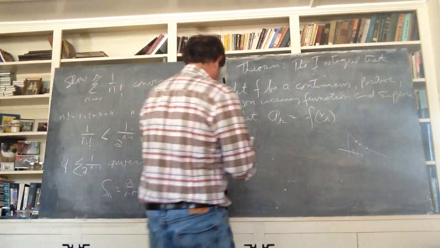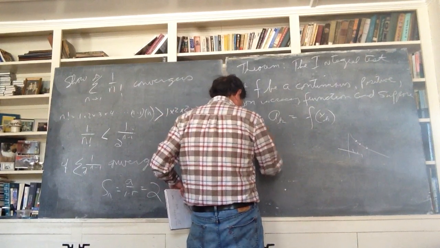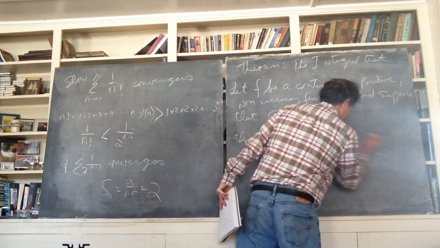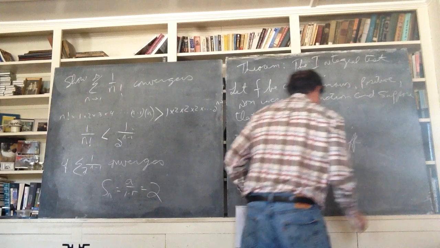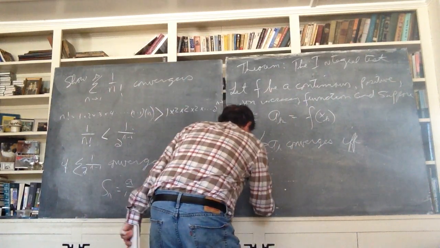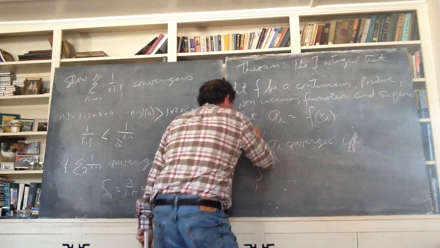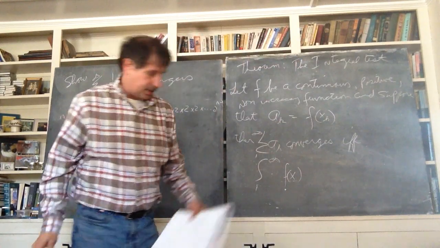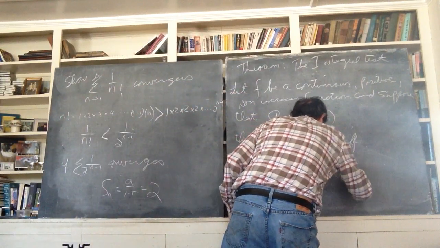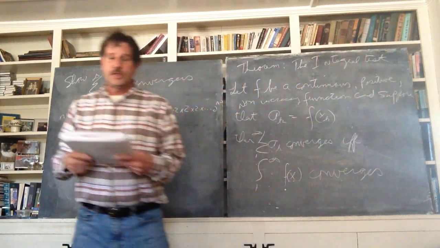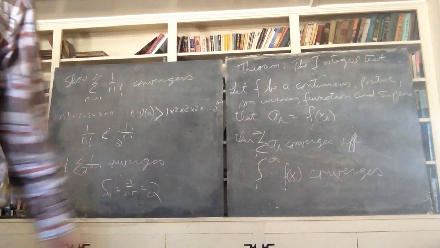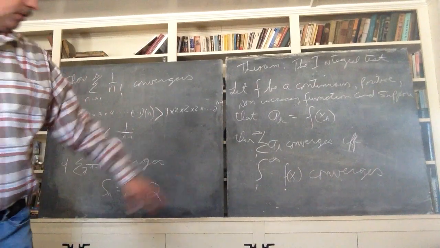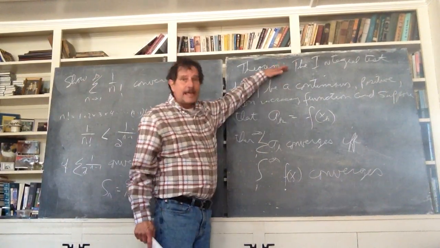If that's the case, then the series converges if and only if the integral from 1 to infinity converges. The series converges if and only if the integral of f at x from 1 to infinity converges. One diverges, the other diverges, and conversely. Very important, powerful result for us. It's called the integral test.